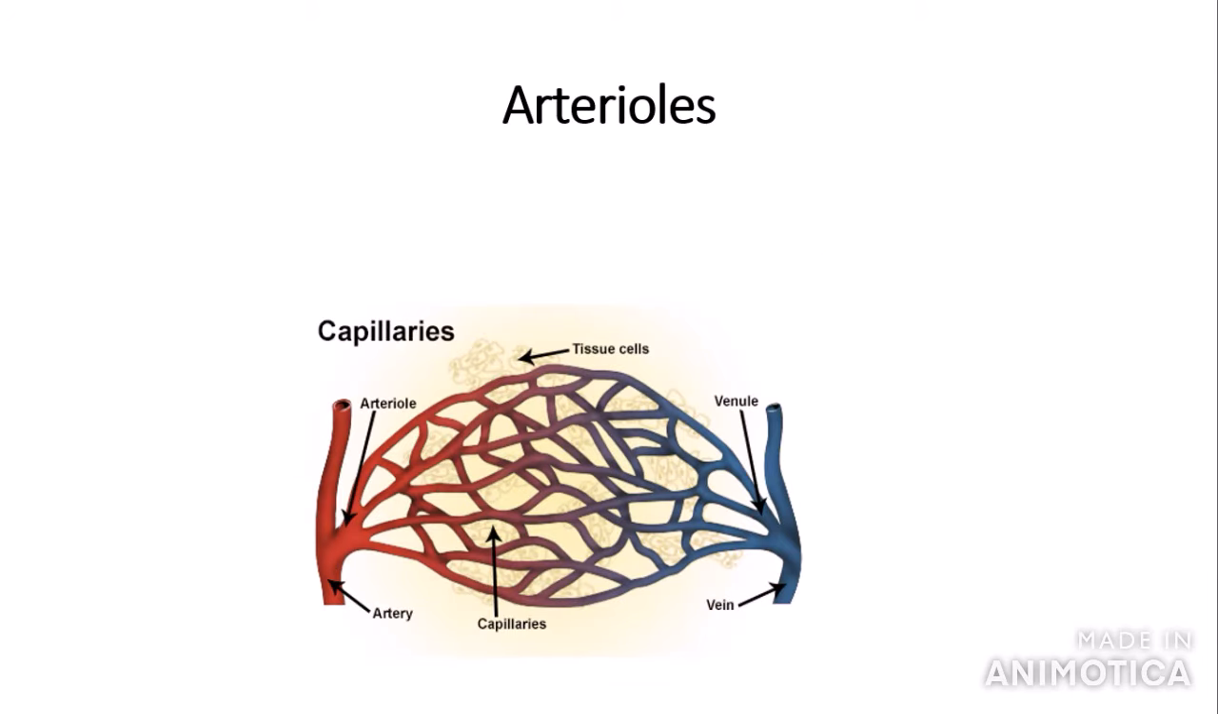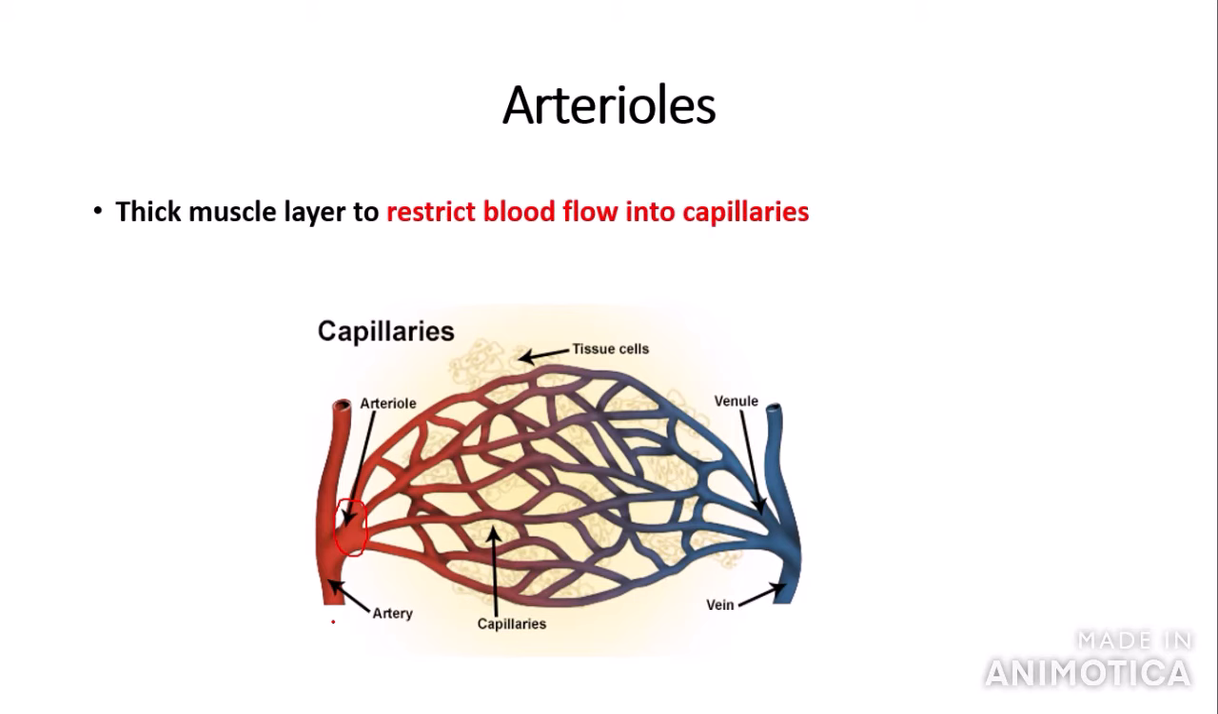So now we're going to talk about arterioles, which I haven't yet mentioned. Arterioles are blood vessels that branch off from the arteries, so this area here. Now, the job of the arterioles is to restrict blood flow into the capillaries. So they're kind of the connection between arteries and capillaries. Arterioles have a thick muscle layer to restrict blood flow into the capillaries.